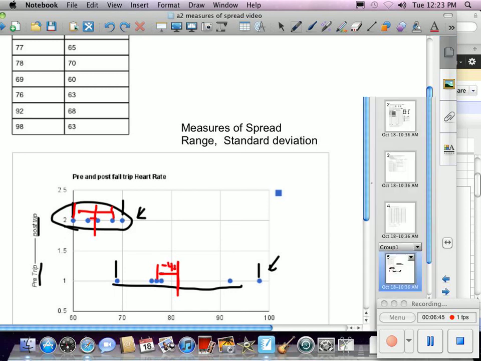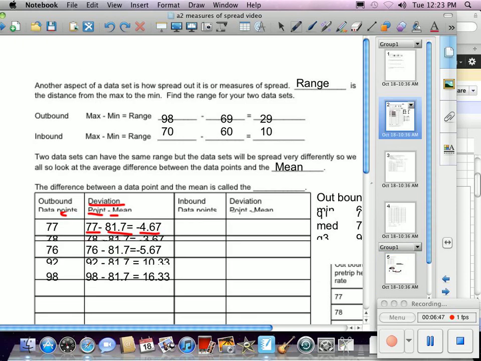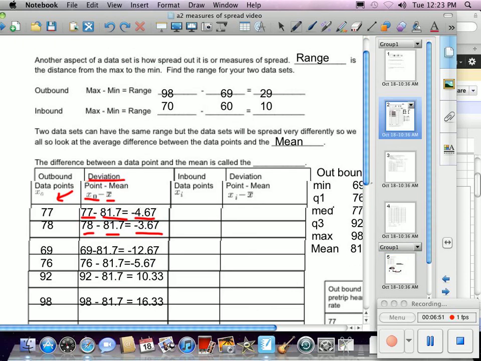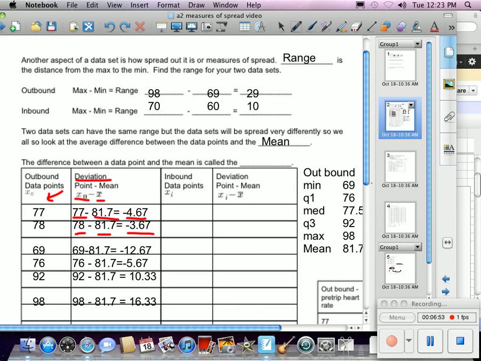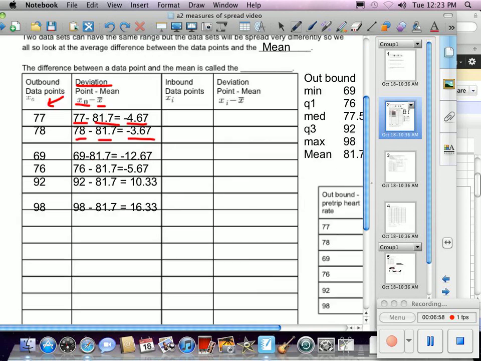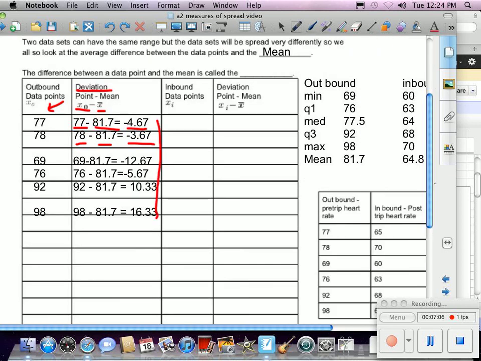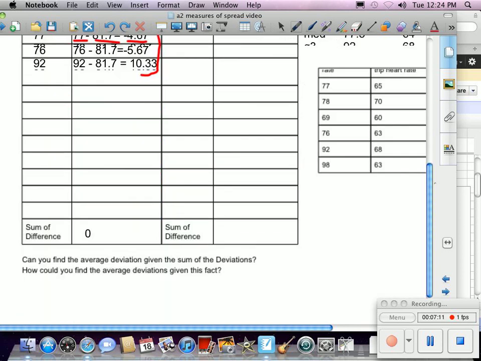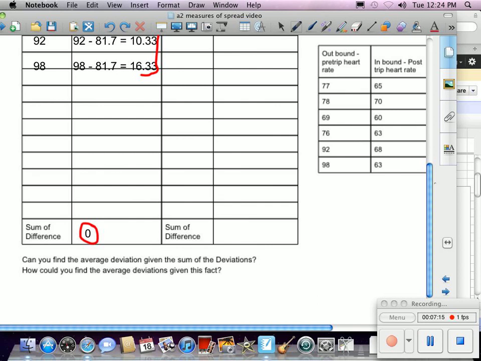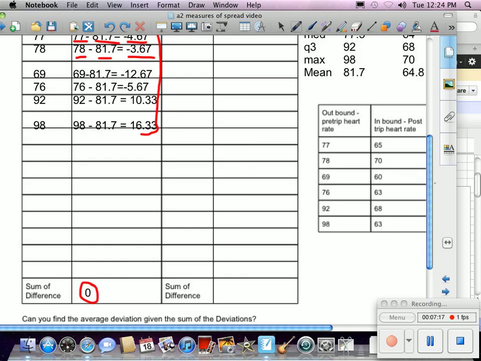Now, one thing that's important to realize is that all of these are rounded. The mean isn't 81.7. It's 81.666666666666. Now, if you don't round anything, when you add all of these numbers up, we're going to take the deviations and add them all up. That sum is going to be 0. Right now, if you add them up, it's going to be like negative 0.2 or something like that because of the rounding.